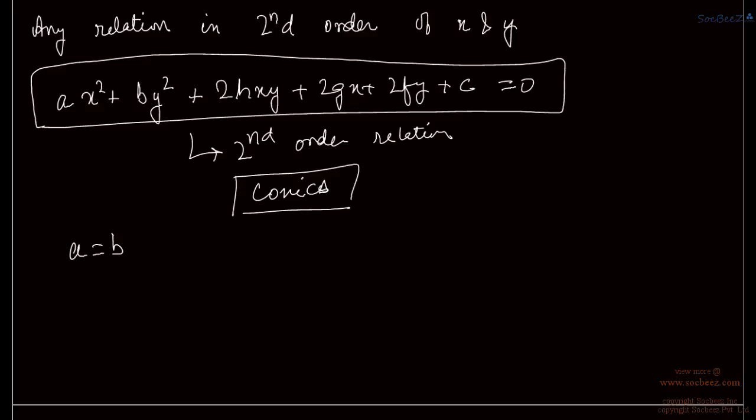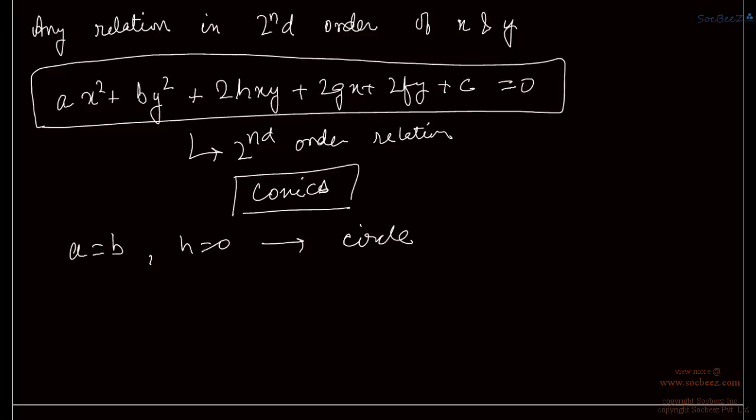So this can represent a circle when a is equal to b and h is equal to 0. That means a is equal to b, h is equal to 0. This means this conic second order relation is a circle.